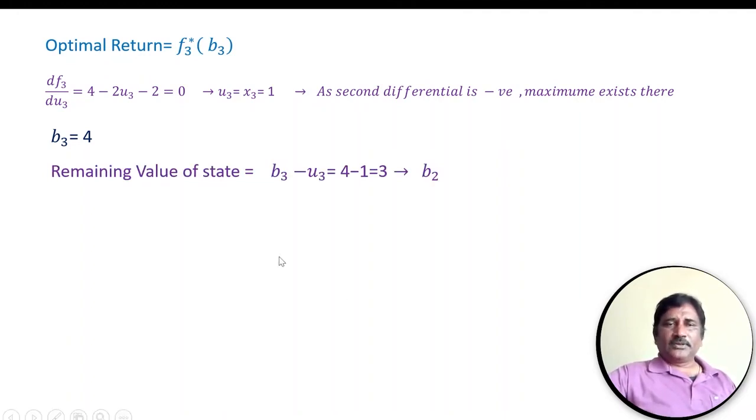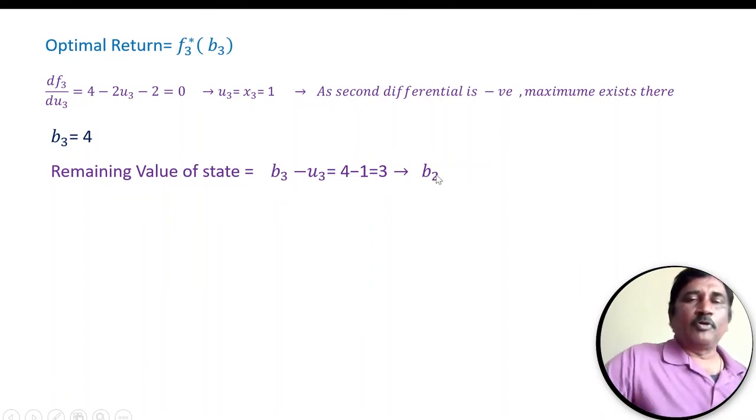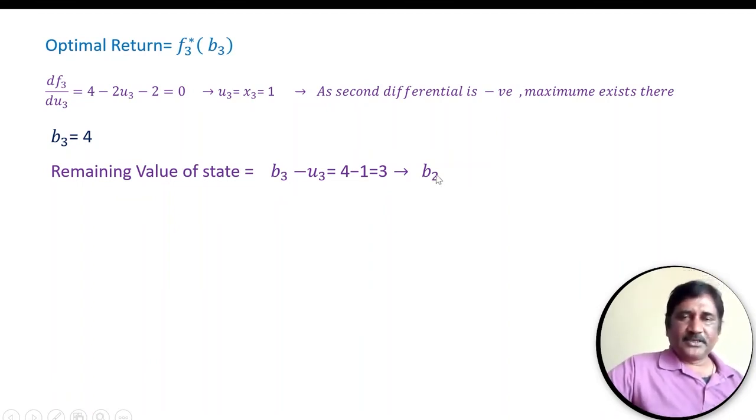Now that I have utilized one value out of this 4, one value for x3, for this stage, the remaining value of the state to be used for the previous stage is b3 minus u3, that is 4 minus 1, that is 3. Okay, this will be b2 for the previous stage.